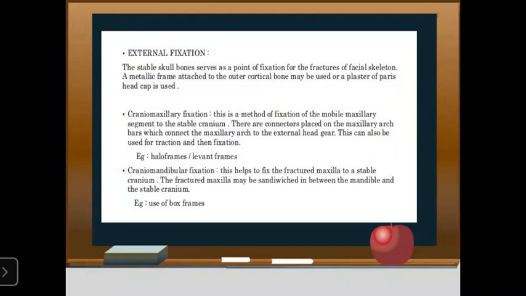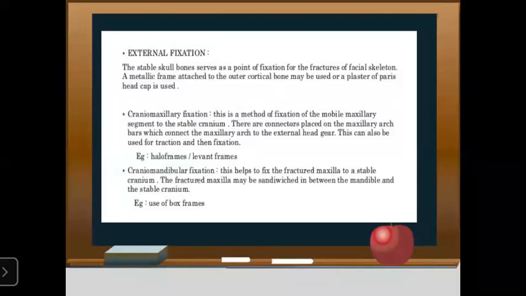Craniomaxillary fixation. This is the method of fixation of the mobile maxillary segment to the stable cranium. There are connectors placed on the maxillary arch bars which connect the maxillary arch to the external headgear. This can also be used for traction and then fixation. These can be done by hollow frames or Levant frames.